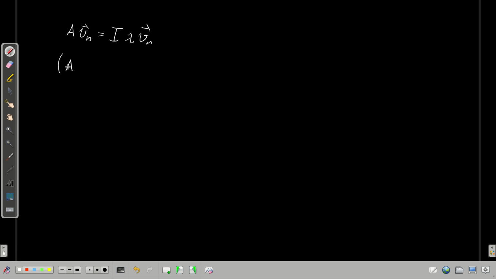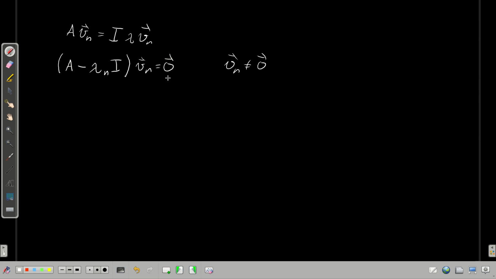Then we arrive at minus lambda n times I times Vn vector equals the 0 vector. And as you will see, this only makes sense if we make the assumption that Vn is not the 0 vector. So we are not interested in this case. This would be the trivial case.